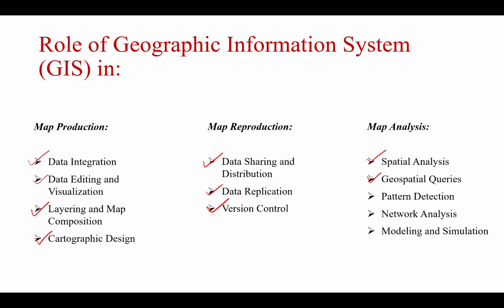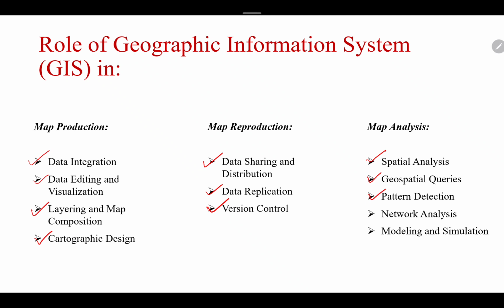For example, it can identify all locations within a certain distance from a given point. So for example, you open Google Maps, you go to your particular location, you can see everything around you is already mentioned on the map there. So this comes under geospatial queries.